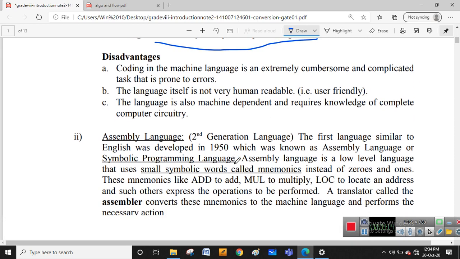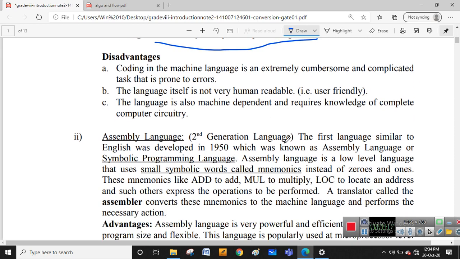Then they founded a new language called assembly language. This is called a second generation language. It is similar to the English-like language which we use.